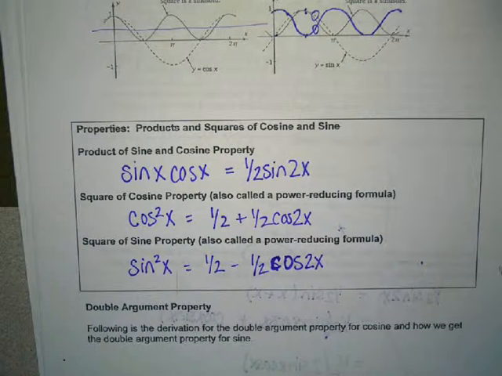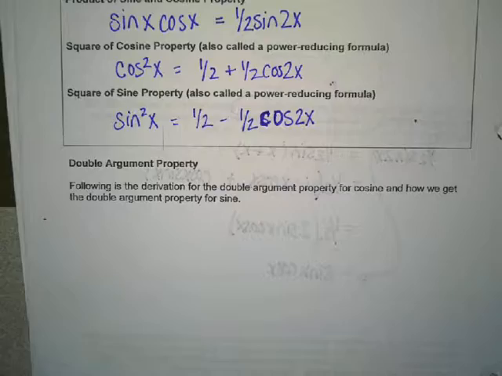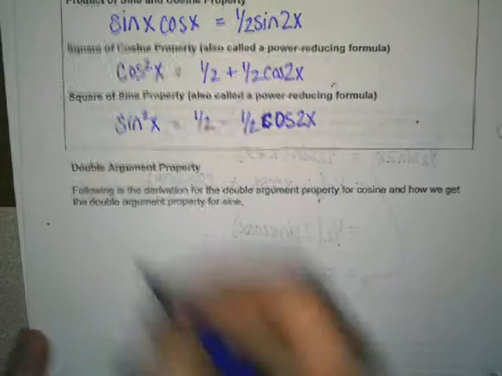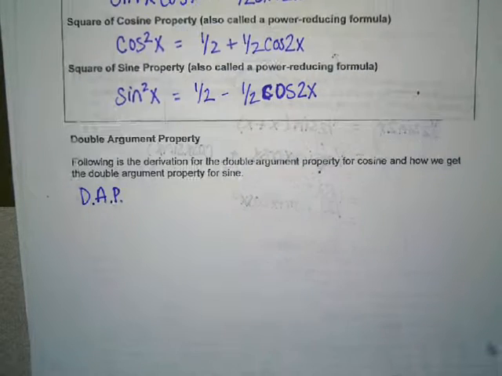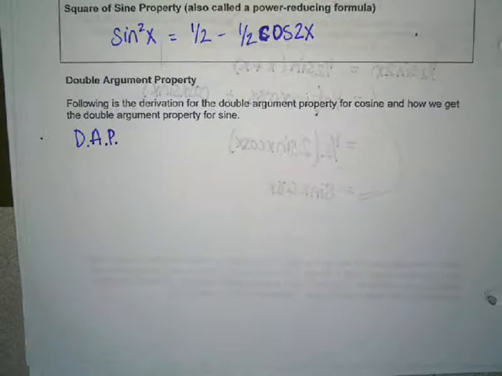The ones that are more common are the double argument properties, and we're going to prove a couple of them here, and you've kind of actually already done this on your own, but we're going to get it in your notes here. DAP, double argument property for cosine.